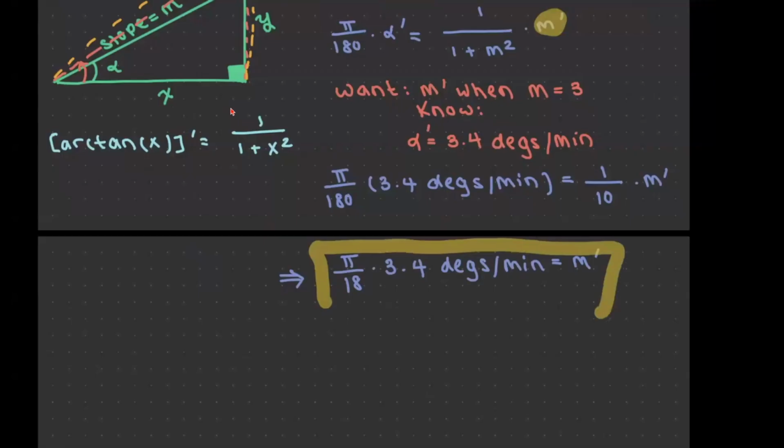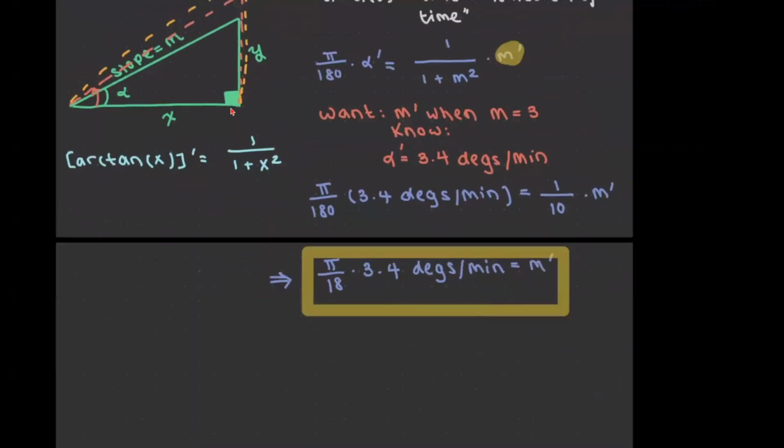So, this is just one style of related rates problems. There's so many of them, so I think I'll probably go over some more in the future.